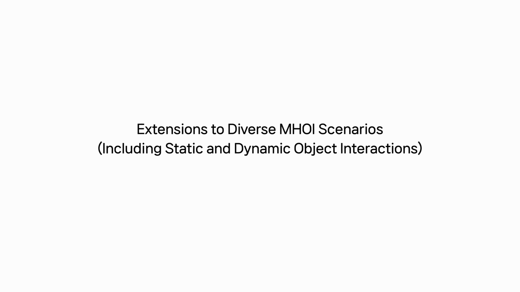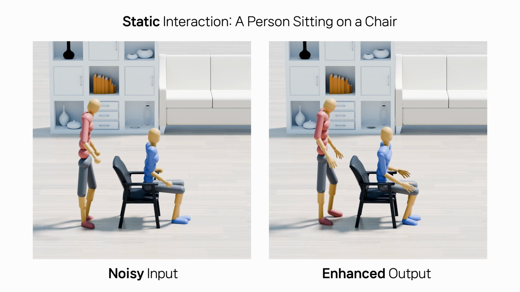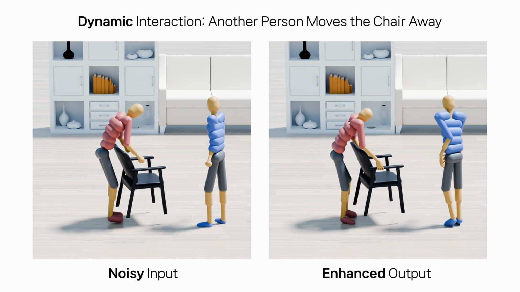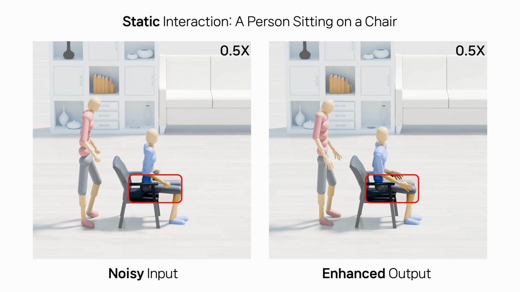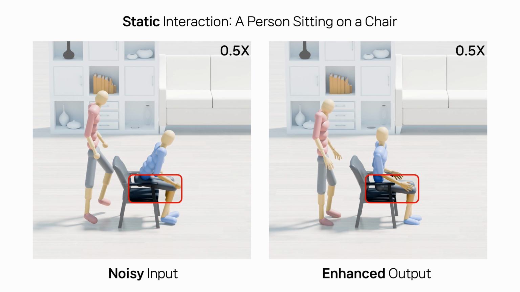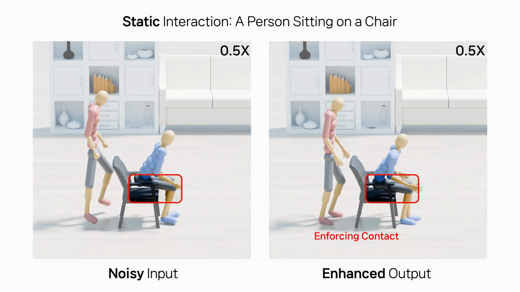Furthermore, our system can handle both static and dynamic interactions, such as a person sitting on a chair while another person moves the chair away. The input shows artifacts where the body floats above the chair. Our pipeline can refine this motion by enforcing contact with the hip joint and the chair during the refinement process.